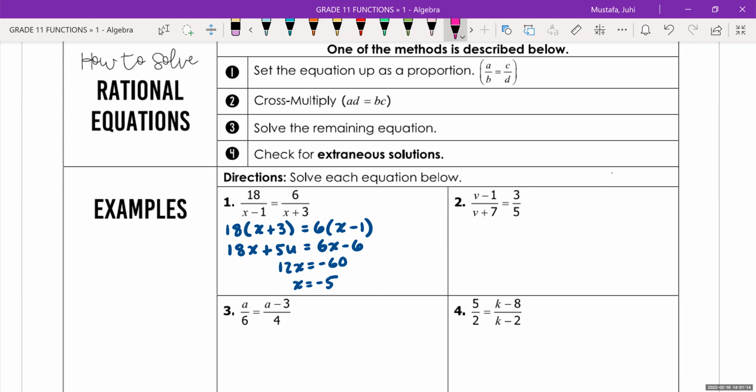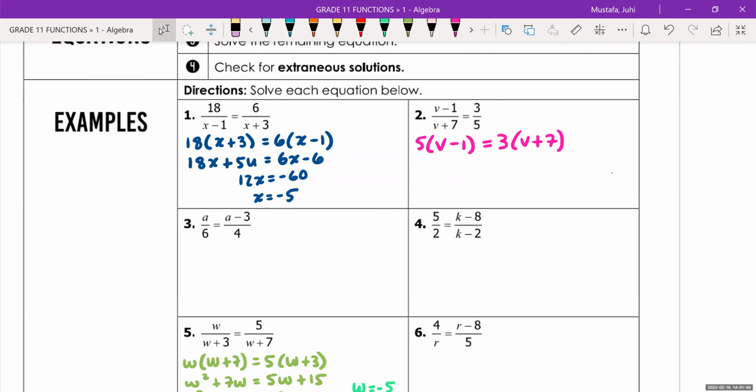So basically what I'm doing is I'm going to multiply 5 times the entire bracket of v minus 1 and 3 times the entire bracket of v plus 7. Our first line is going to look as follows. It'll be 5 times v minus 1 is equal to 3 times v plus 7. If you switch these around, like if you had the v plus 7 on the left and the v minus 1 on the right, that would be fine as long as you're multiplying by the right number.